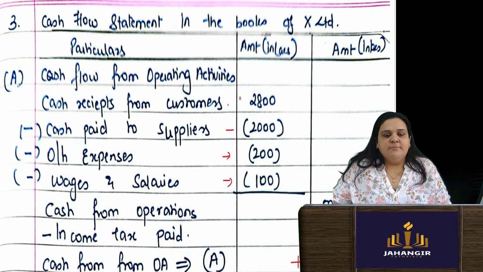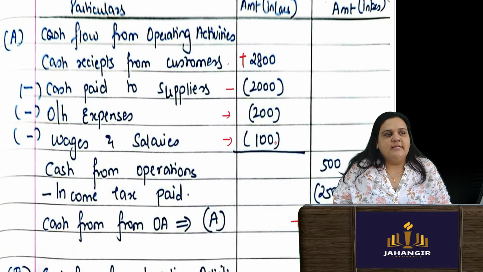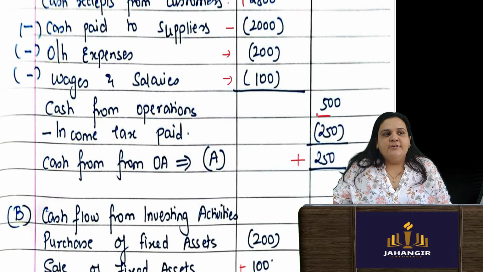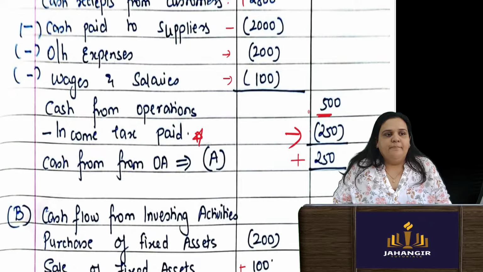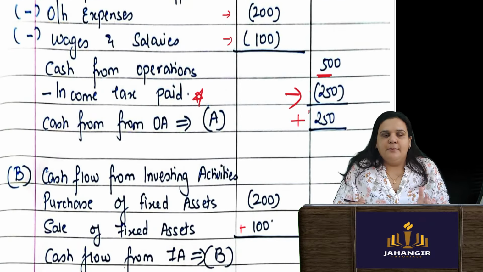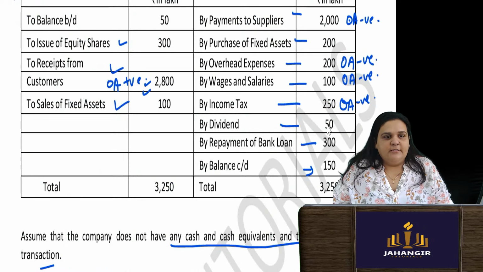So cash receipts from customers plus 2,800. Cash paid to suppliers negative. Overhead expenses negative. Wages and salaries negative. We get cash from operations, minus income tax. You show it separately always. Income tax is how much? 250. But it forms a part of operations. So from 500, 250 is gone. 250 is cash flow from operating activity.